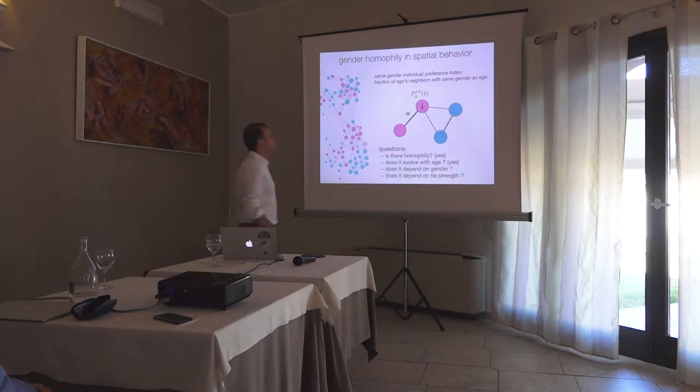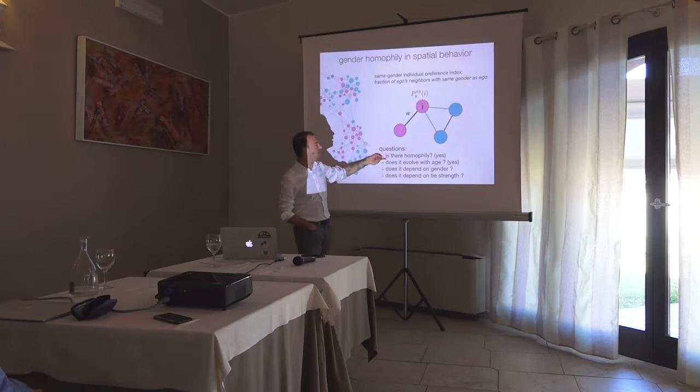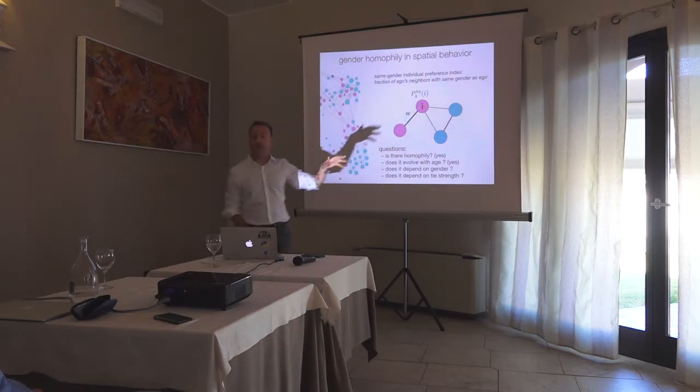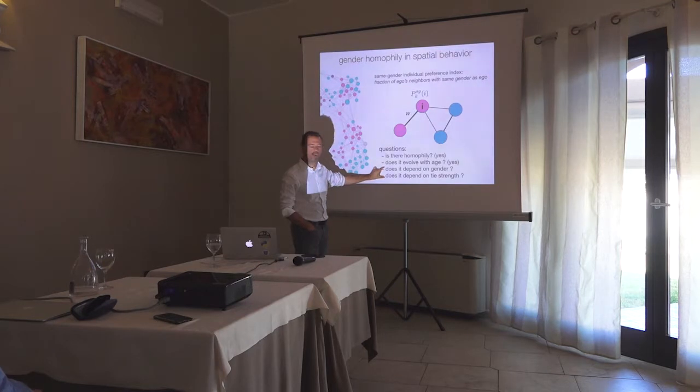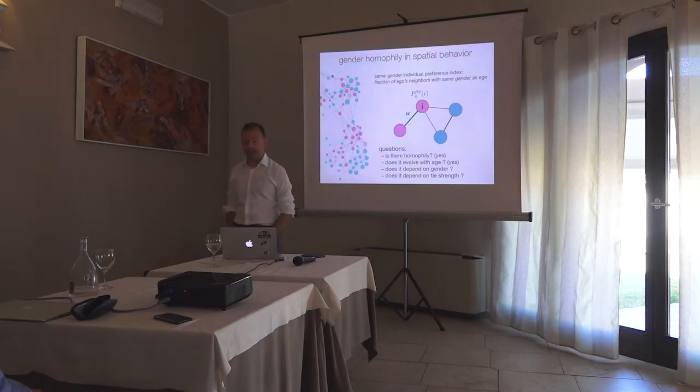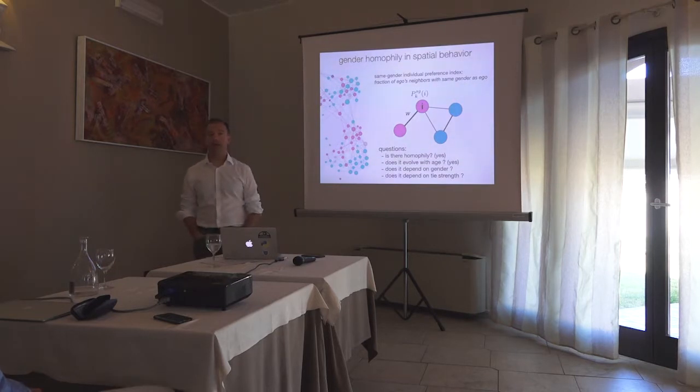And then you can ask simple questions, like, is there homophily? And of course, yes, there is. It's statistically very strongly significant. Does it evolve with age? Again, yes, very strong statistical support for this in this setting. But then you can start asking really tough questions that are very difficult to answer with traditional data, like, does homophily behavior depend on gender? Are there differences between how males and females exhibit homophilous behaviors as they age?